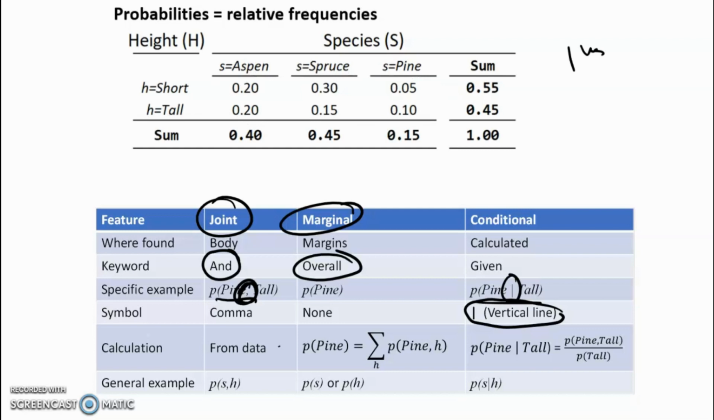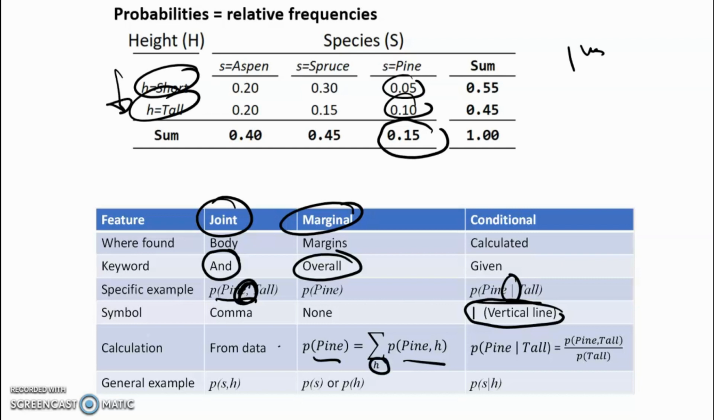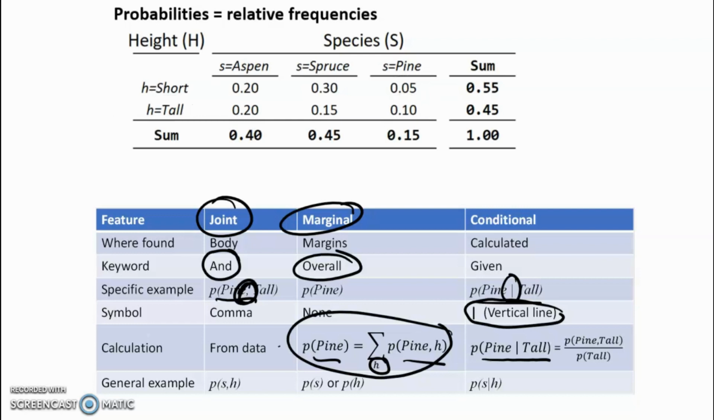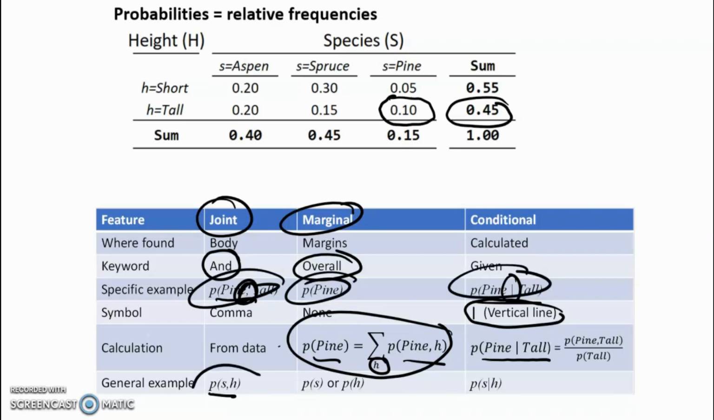So, for example, the marginal probability of the tree being a pine tree is by taking the combination of the joints, the pine and some sort of height class, and summing over the two height classes. And again, as we've seen, the conditional probability of a tree being pine, given that it's tall, was arrived at by taking the joint probability of it being pine and tall and dividing by the marginal probability that it's tall. And here we just see these specific examples given in a more general way.